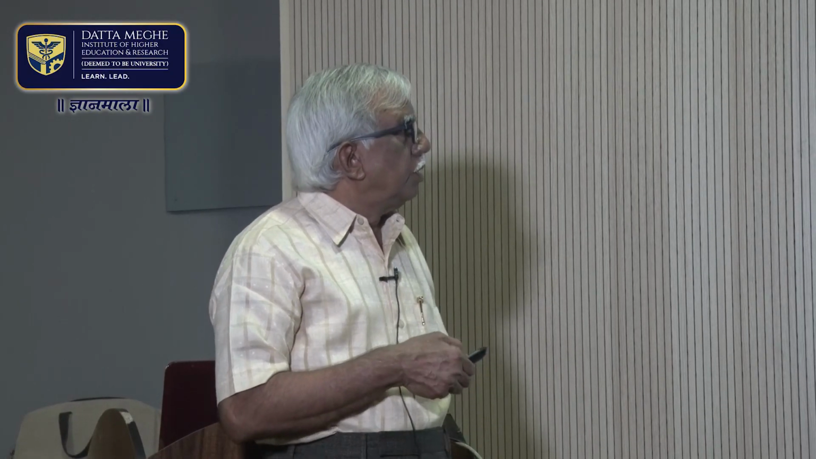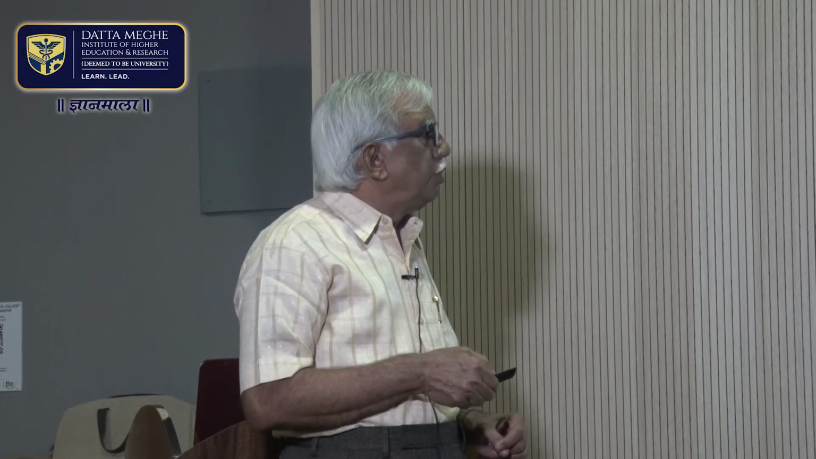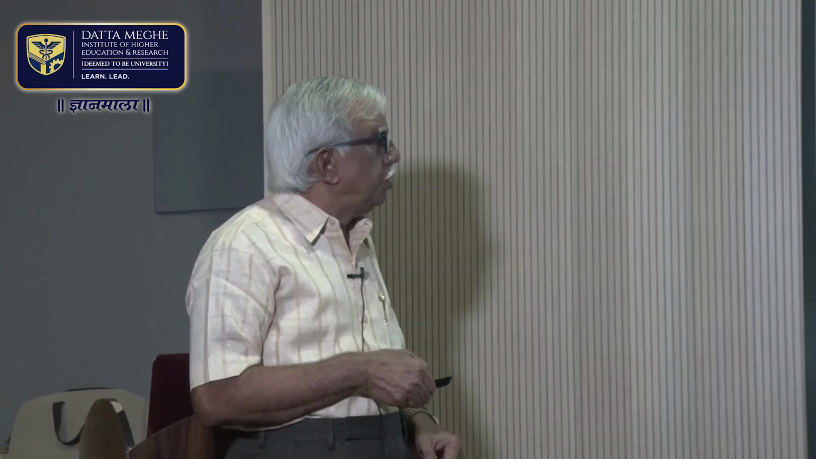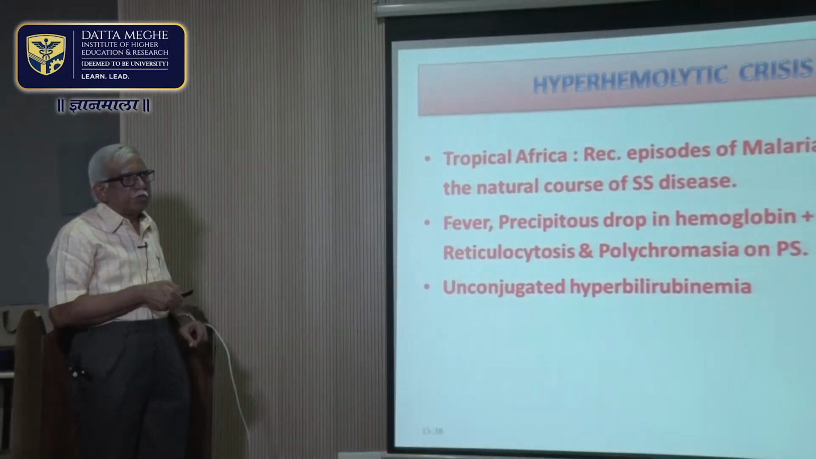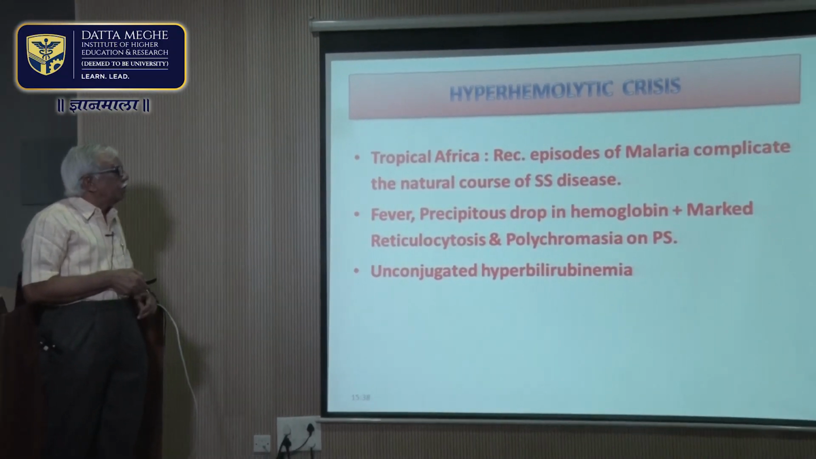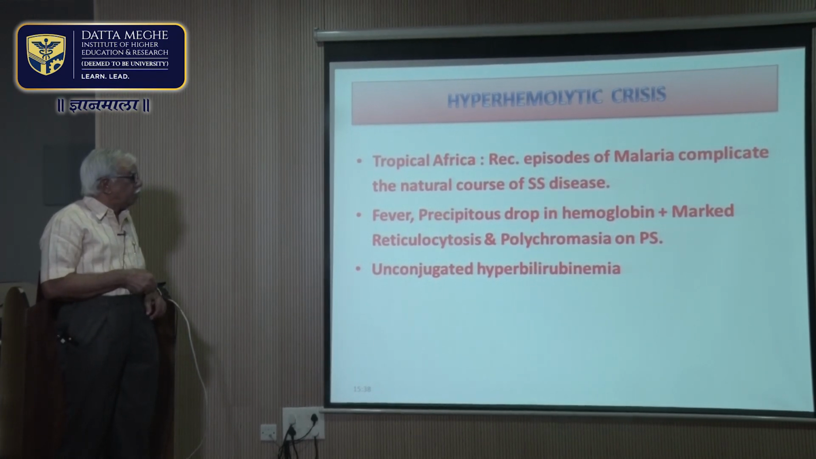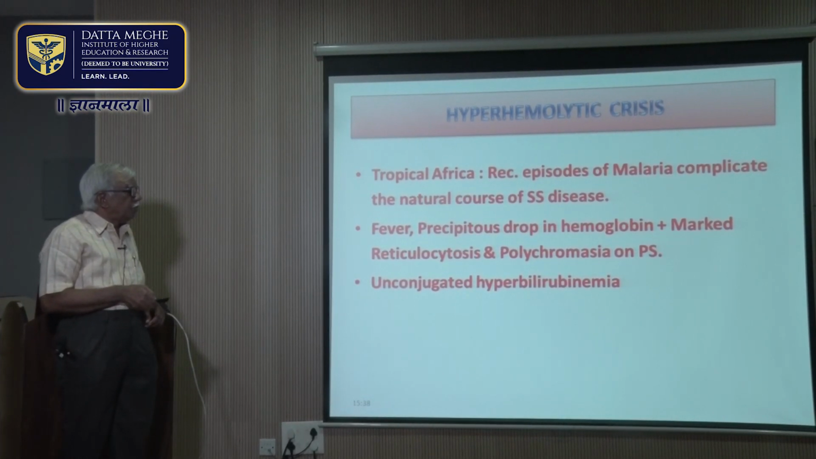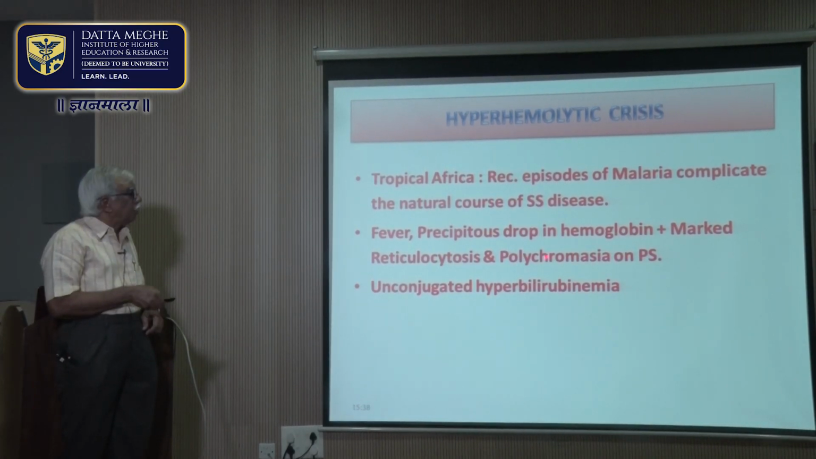Hyperhemolytic crisis: in tropical Africa you get such cases where there are recurrent episodes of malaria which complicate the natural course of sickle cell disease, or sometimes the patient also has G6PD deficiency and is given antimalarials which can cause excess hemolysis. So, fever, precipitous drop in hemoglobin, marked reticulocytosis and polychromasia on peripheral smear, and an unconjugated hyperbilirubinemia.